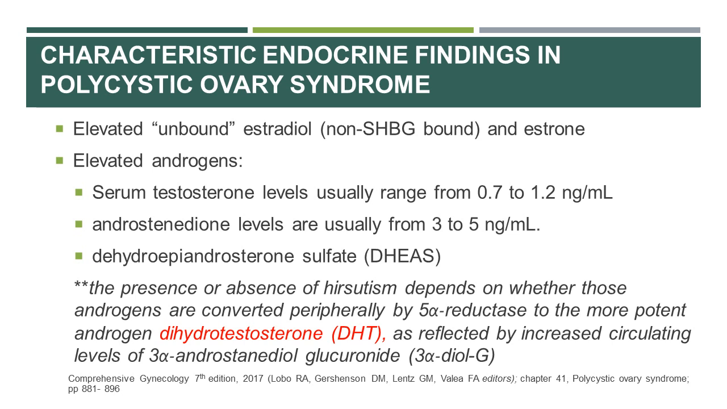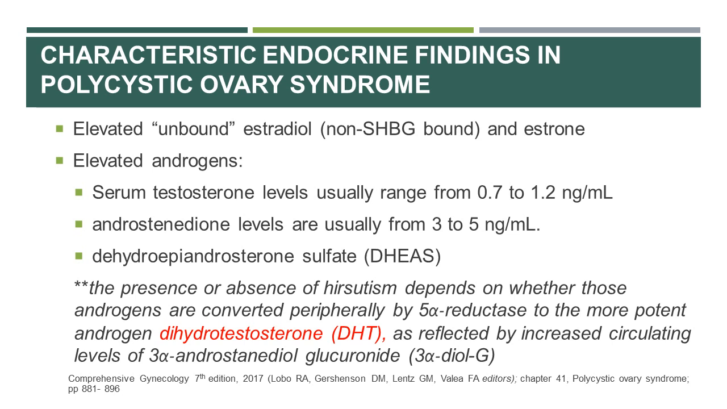Androgens from a variety of sources are also elevated in women with PCOS. Serum testosterone levels usually range from 0.7 to 1.2 nanograms per ml, and androstenedione levels are usually from 3 to 5 nanograms per ml. In addition, approximately 50% of women with this syndrome have elevated levels of DHEAS, suggesting adrenal androgen involvement.